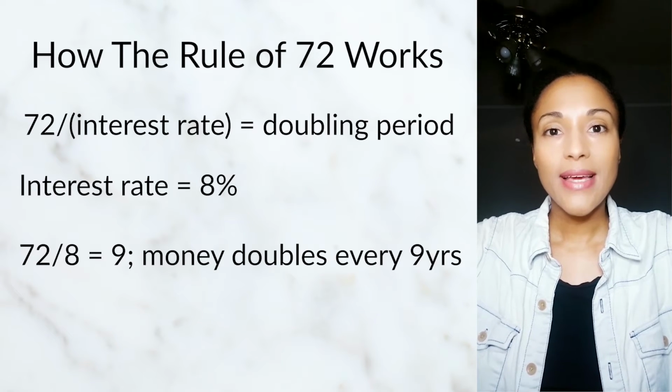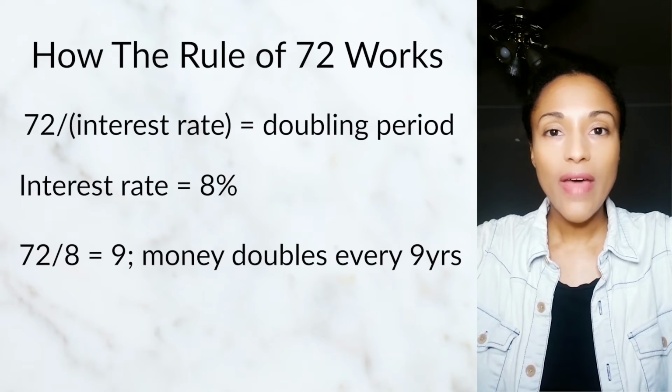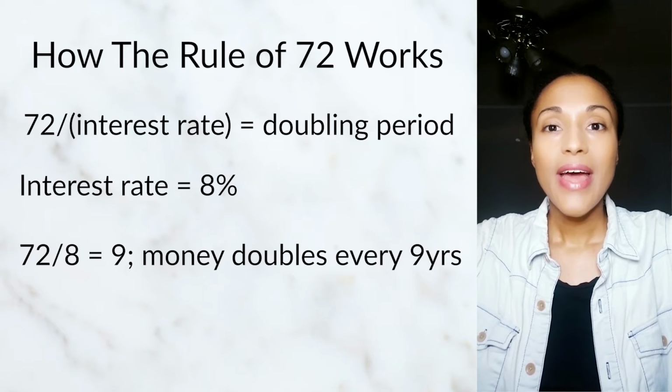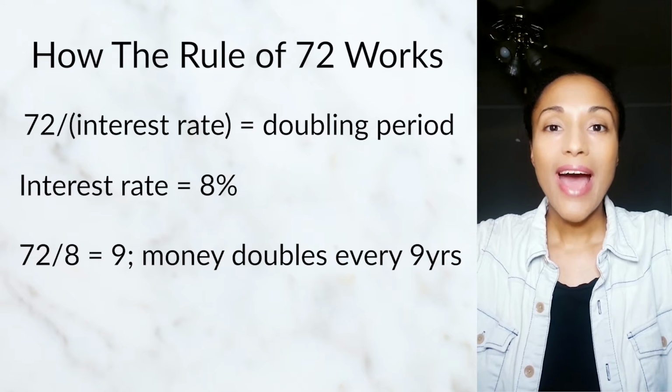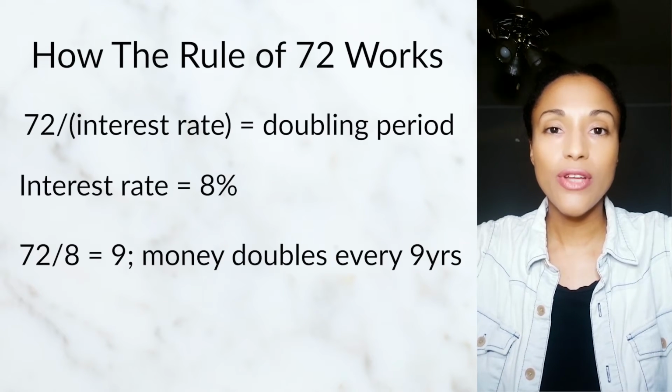So what that means is if you don't touch your money, you don't add any more money into that investment, say you have $100 at the start, then at 8% interest compounded annually, after 9 years, that $100 is going to become $200. Now you may be thinking that taking 9 years for $100 to become $200 doesn't really mean a lot.